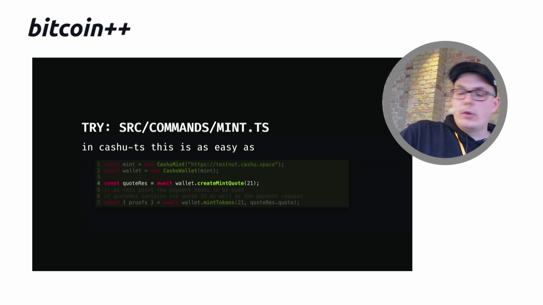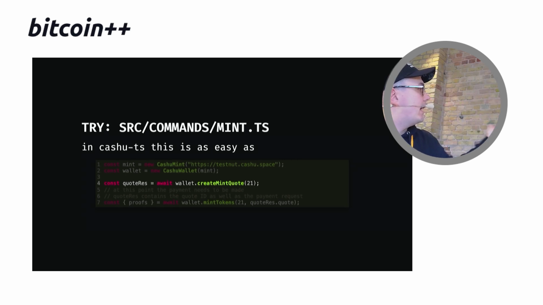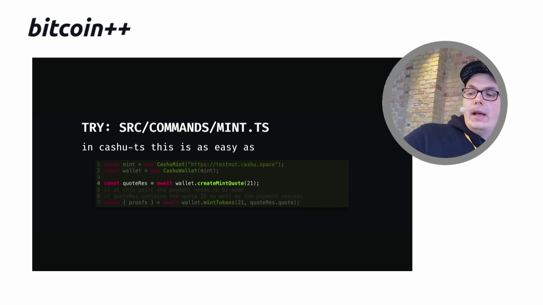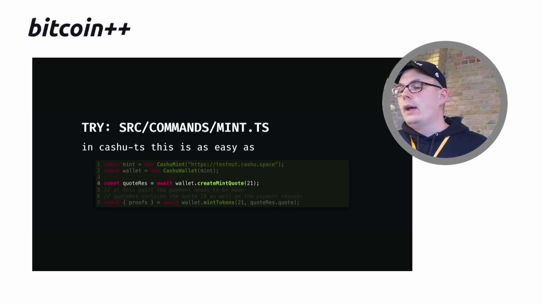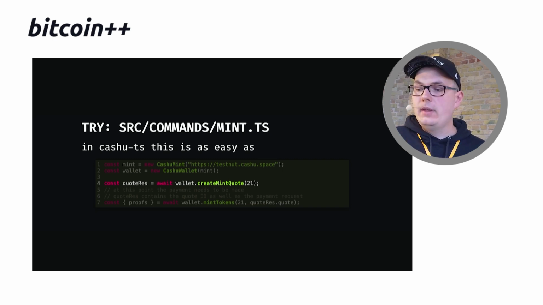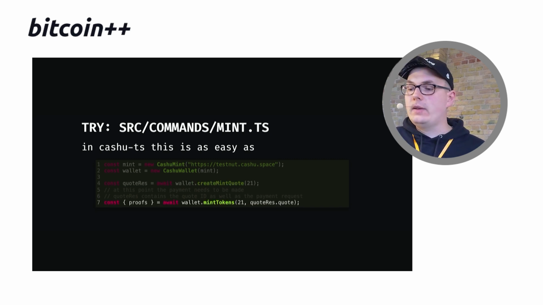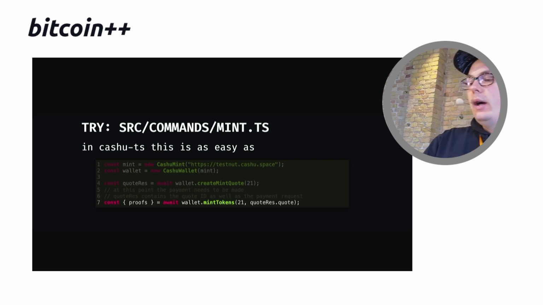So this is usually what we would do, right? We instantiate the mint and the wallet again. As I said, we're going to do this a lot. And then we can create this quote with the method called create mint quote. Create mint quote takes the amount of sats that we want to mint as a number. And once we paid it, we then go ahead and call the mint tokens method.